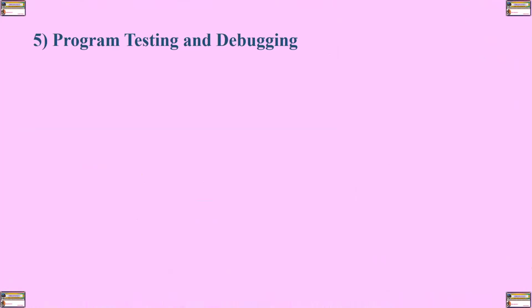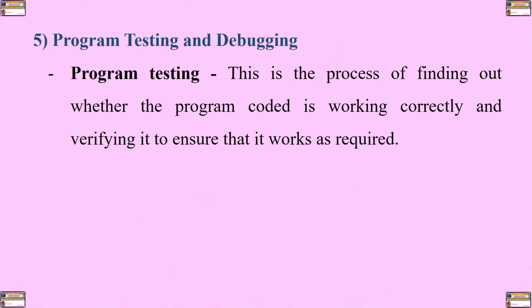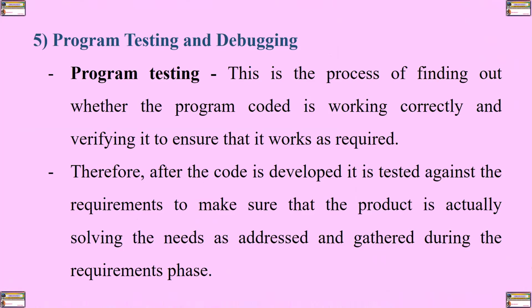Let's now look at what we call program testing and debugging. That's the fifth stage. Here, program testing is the process of finding out whether the program coded is working correctly and verifying it to ensure that it works as required. Therefore, after the code is developed, it is tested against the requirements to make sure that the product is actually solving the needs as addressed and gathered during the requirements phase.